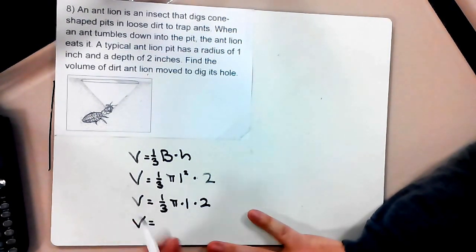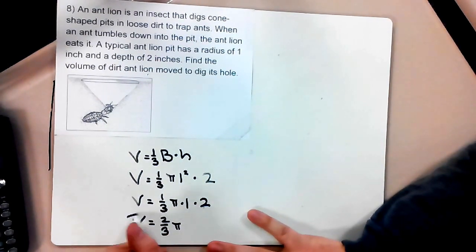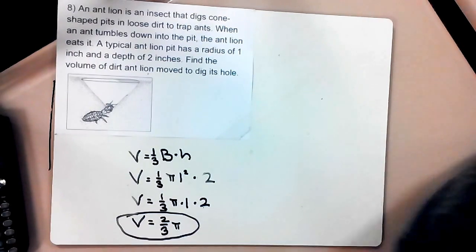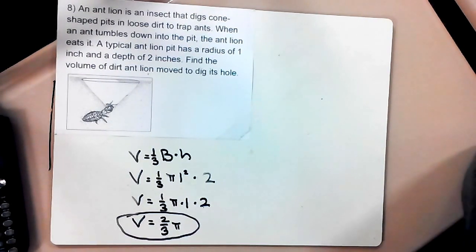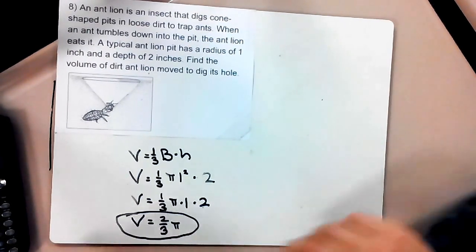Let's combine that all together. 1 times 2 is 2. 1/3 times 2 is 2 over 3 because we multiply across. 2/3 pi. There's our volume. That's 2/3 pi inches cubed for what it's worth.